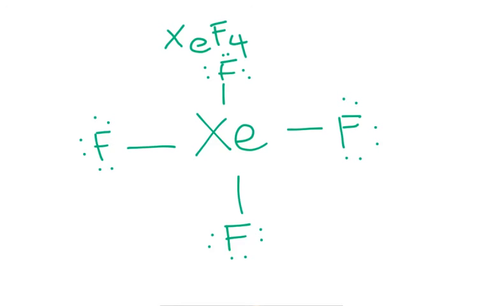Oh, we forgot one thing. Xenon has 8 valence electrons, so we have to do that. And now let's figure out the steric number. The steric number is going to be 6, so it's going to be octahedral. And an octahedron looks kind of like this.